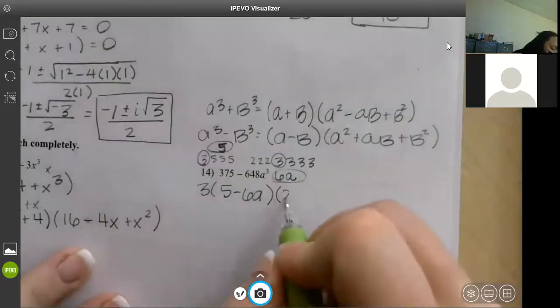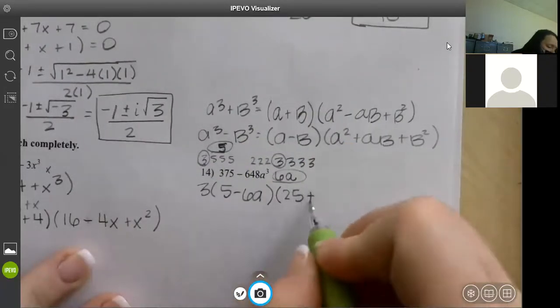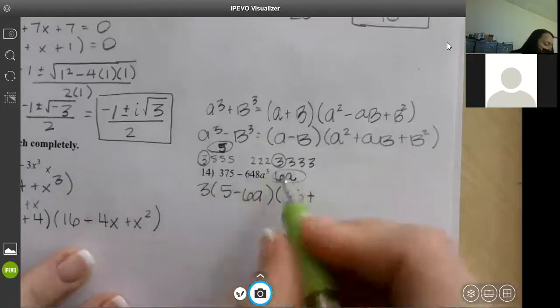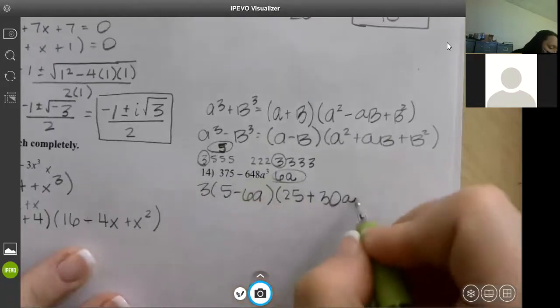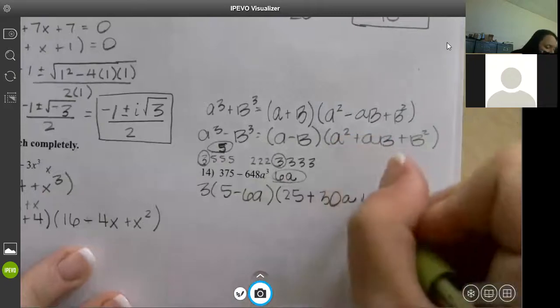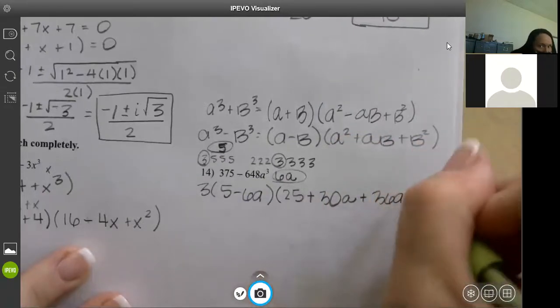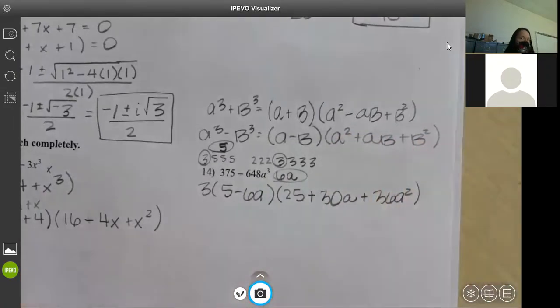Square the first. 5 times 5 is 25. Change the sign. Multiply them together. 5 times 6a is 30a. Square the last. 6a squared is 36a squared. Don't forget to put your GCF on the front. Okay. And again, we're just factoring, not solving. It's a good thing because that last one would be huge numbers. Is everybody good? All right, flip it over.